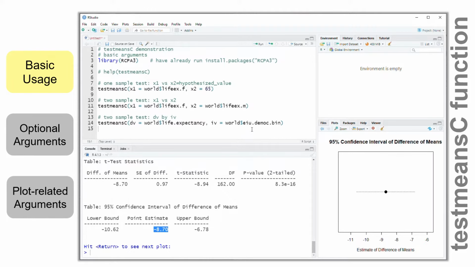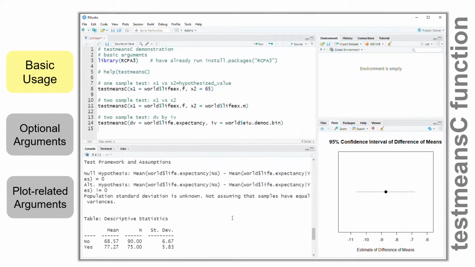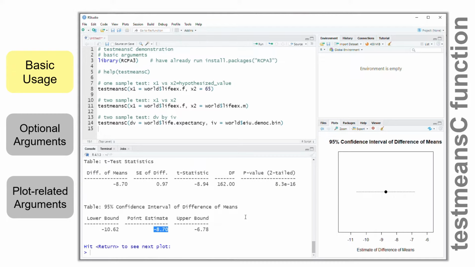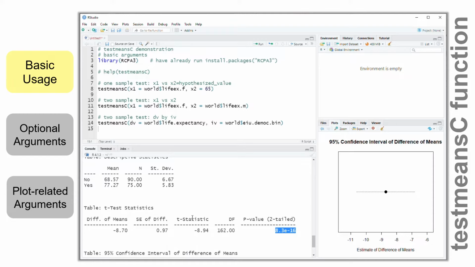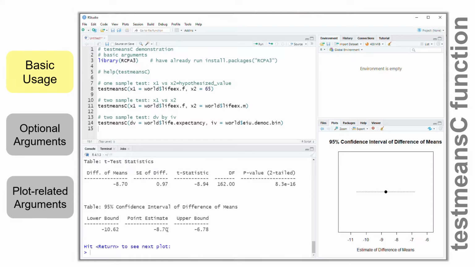So suppose someone asserted that life expectancy was the same in democracies and non-democracies. We've tested that hypothesis and would reject that hypothesis because the p-value of the test is less than 0.05. The confidence interval does not contain 0. So it appears that there is a statistically significant difference in life expectancy, and we can see from the descriptive statistics that life expectancy on average at the country level is higher in democracies than it is in non-democracies.